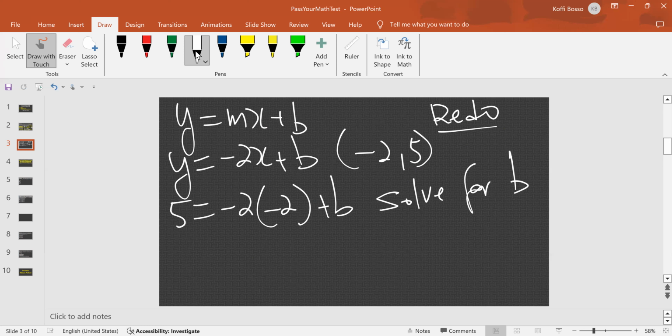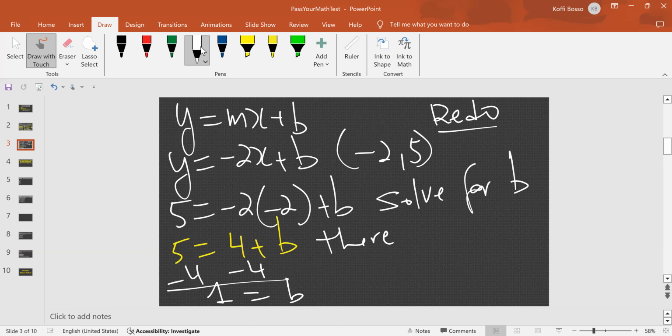Solve for b. So this is another method we are using. So here we have 5 is equal to 4 plus b. Why 4? Because negative 2 multiplied by negative 2 is positive 4. Okay, because we want to solve for b, what we'll do here is subtract 4 on both sides. So we get 1 is equal to b.